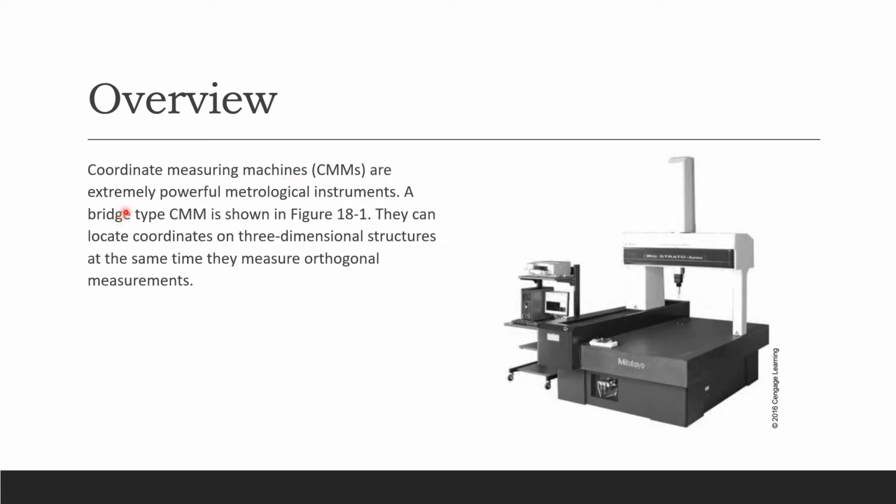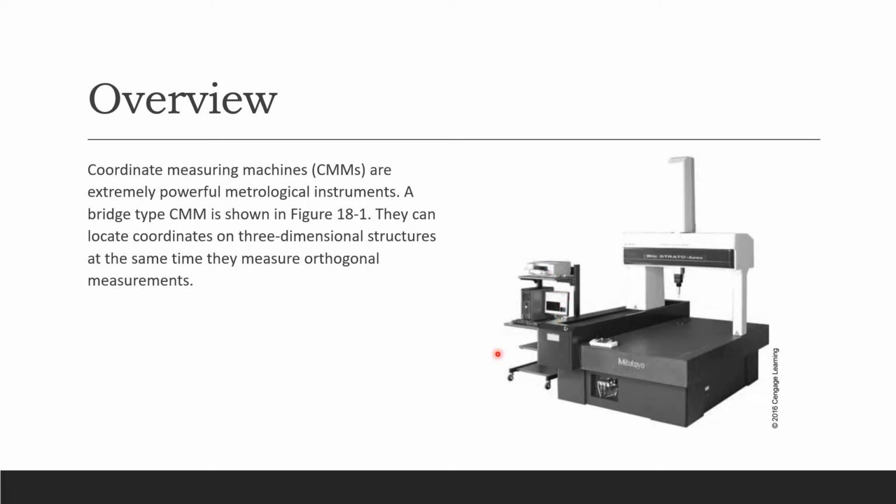And they're extremely powerful metrological instruments, okay? Metrology, again, we use these instruments to measure. So a bridge type CMM is shown here, okay? This is a pretty big measuring instrument, and you can see the probe right there. And we call this a CMM. It's always connected to the software. So here you can see a little monitor, and then that's the printer for the printouts.